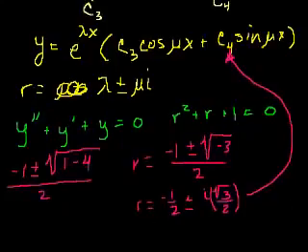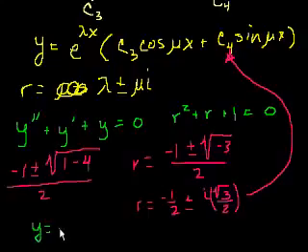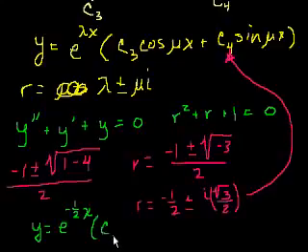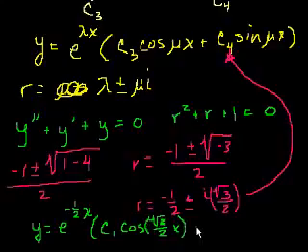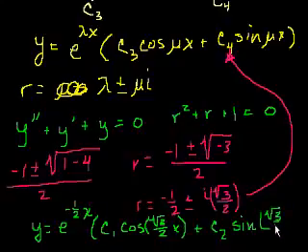So let me write that right down here. So our general solution will be y is equal to e to the real part of our complex conjugate, so e to the minus 1/2 times x, right? This is our lambda, times some constant. I'll write c1 now. c1 times cosine of the imaginary part without the i. So cosine of square root of 3 over 2 x plus c2 times sine of square root of 3 over 2 x.